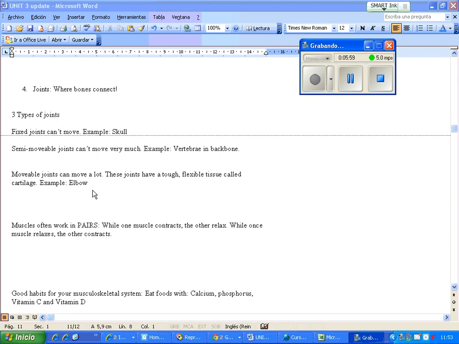An example, the elbow. Muscles often work in pairs. When one muscle contracts, the other relaxes. When one muscle relaxes, the other contracts.